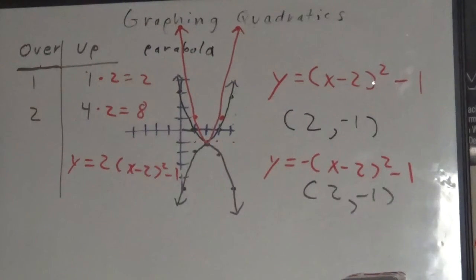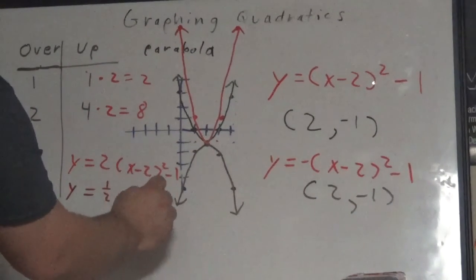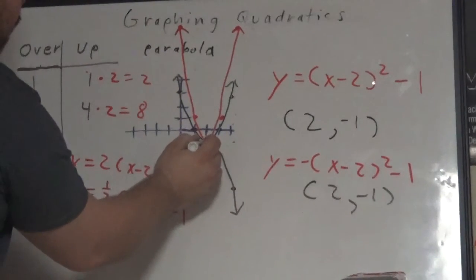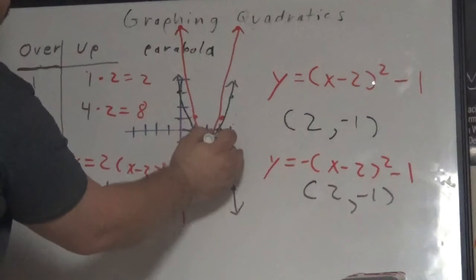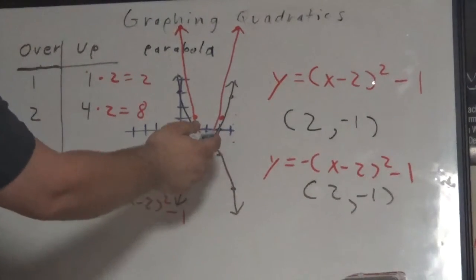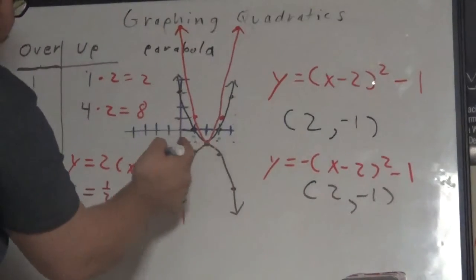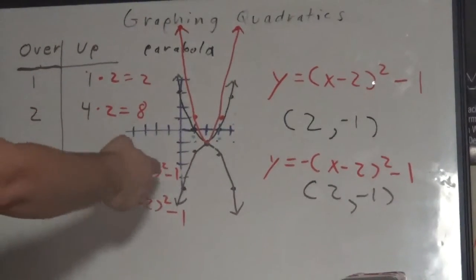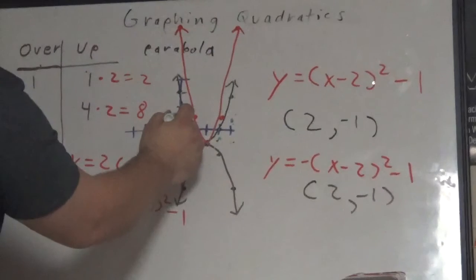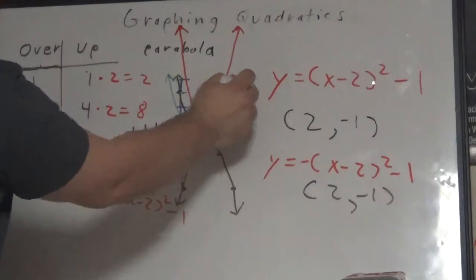But if we made it 1/2, for instance, we could use a different color, but then instead of over 1 up 1, we would go only up 1/2. And then instead of going over 2 up 4, we would only go up 2, because 1/2 of 4 is 2. So 1, 2, 1, 2. And we would have a wider graph, as you can see.